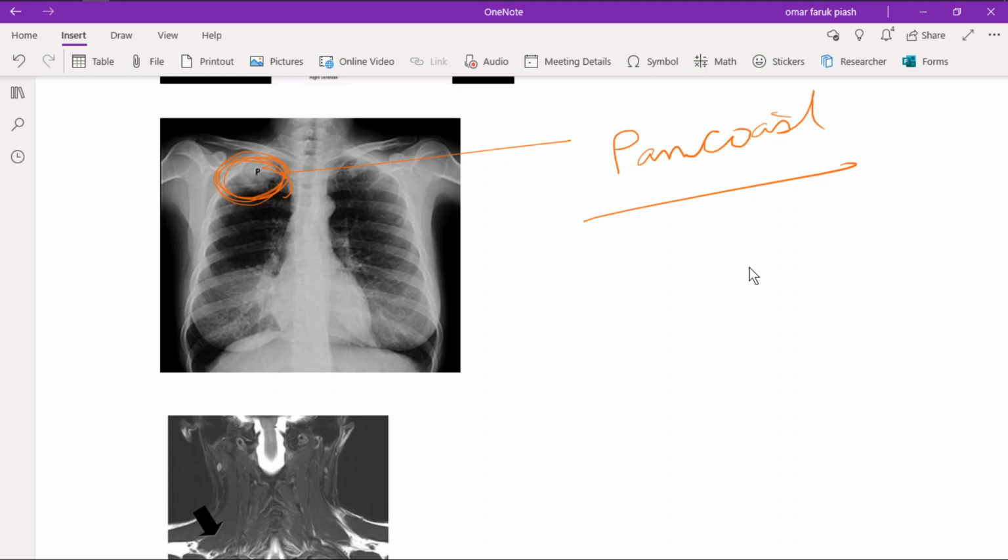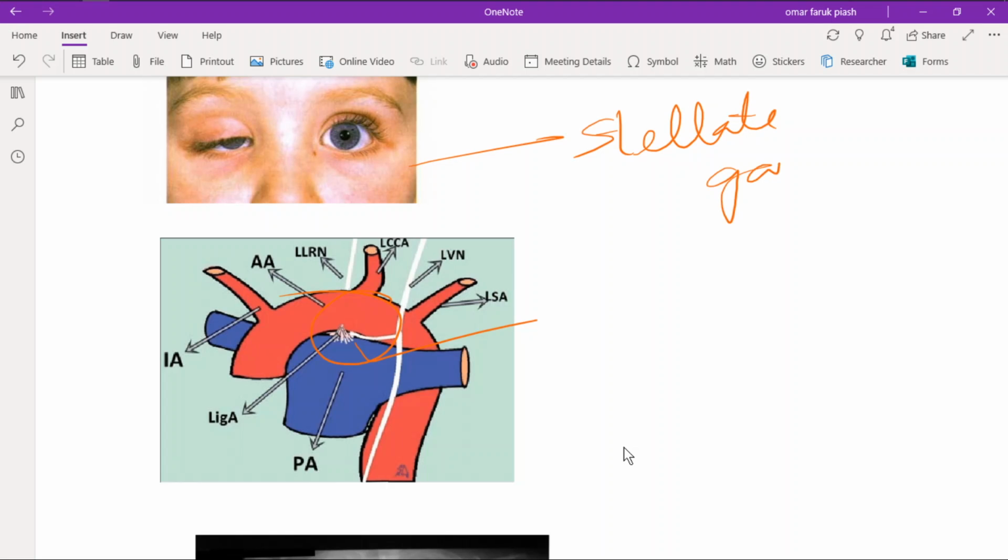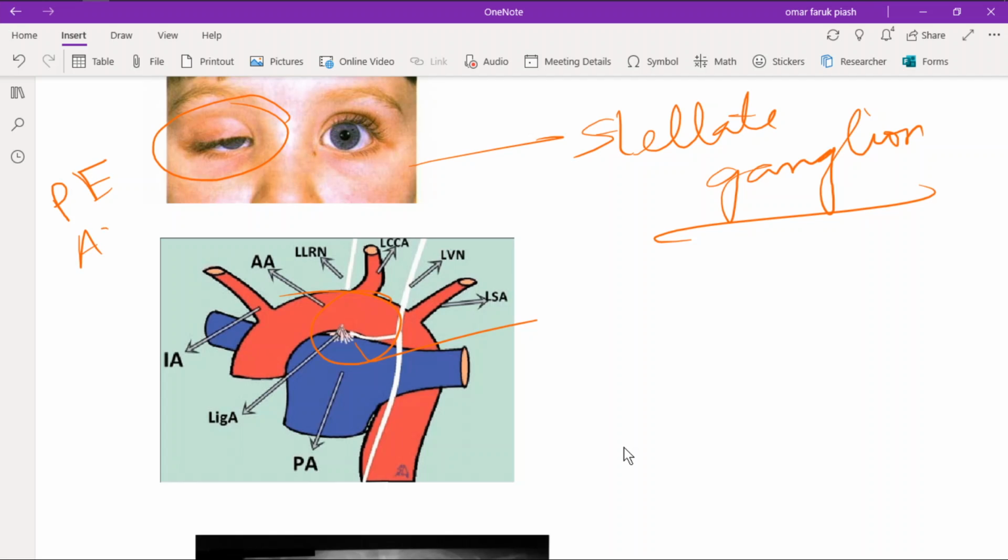If it invades the recurrent laryngeal nerve, it may cause hoarseness. In here, it is invading the recurrent laryngeal nerve, and that's why there is hoarseness. It may cause Horner syndrome by compressing the stellate ganglion. In Horner syndrome you will get ptosis, enophthalmos, anhidrosis and miosis.